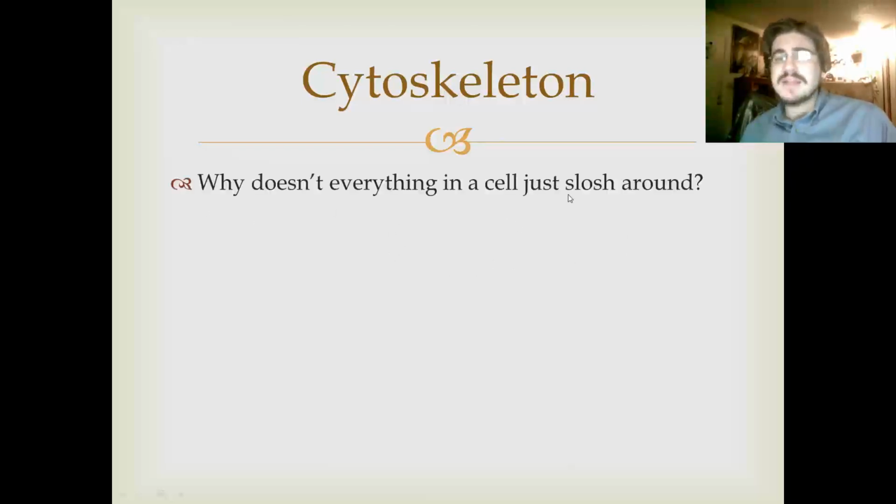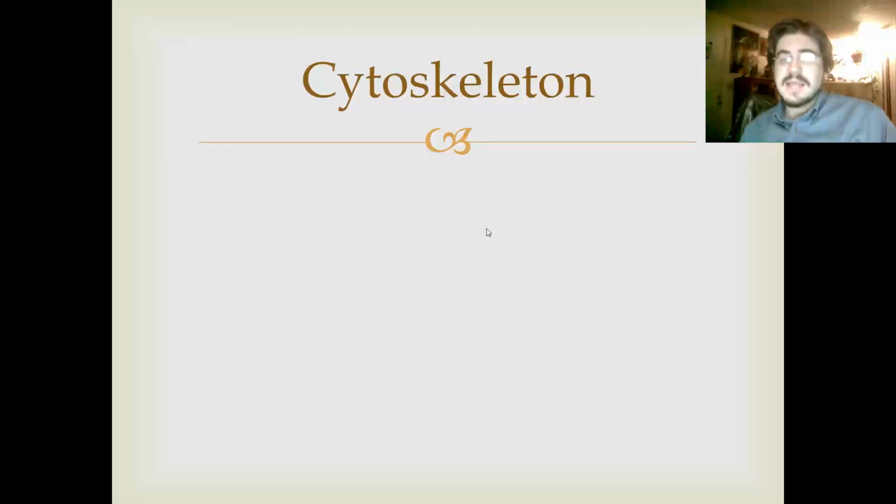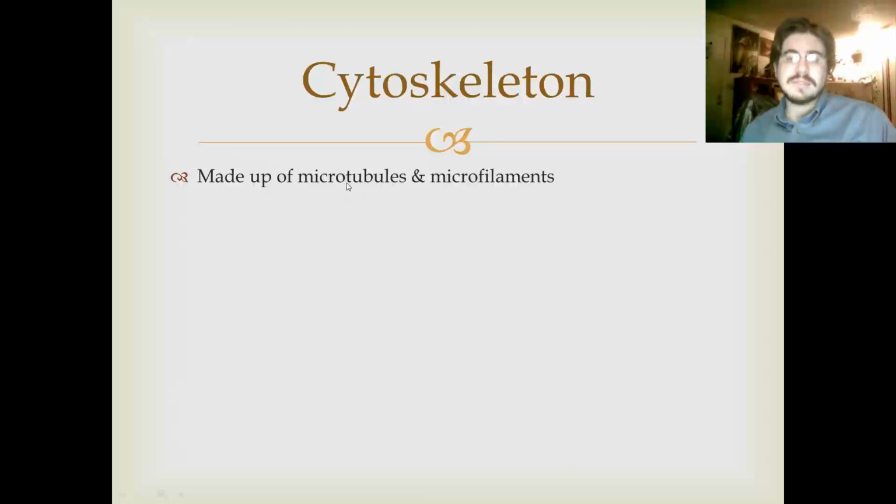So why doesn't everything in a cell just slosh around? Because of the cytoskeleton. The organelles tend to be anchored in place in the cell because of the cytoskeleton. In addition, the cytoskeleton maintains the cell's shape, and it's just overall really cool. It is made up of two basic proteins, called microtubules and microfilaments.